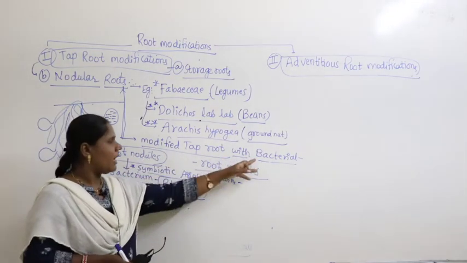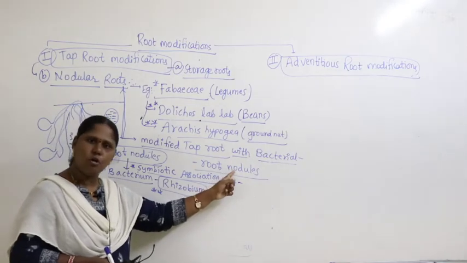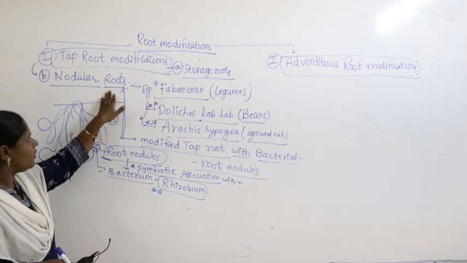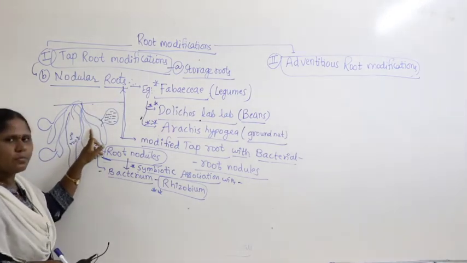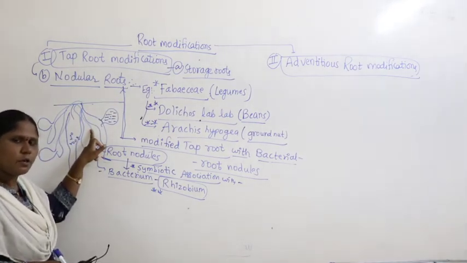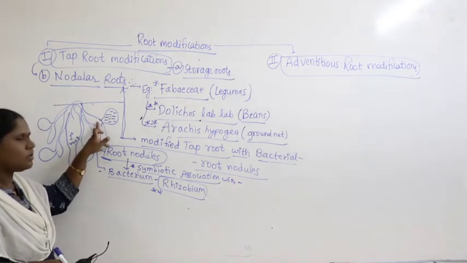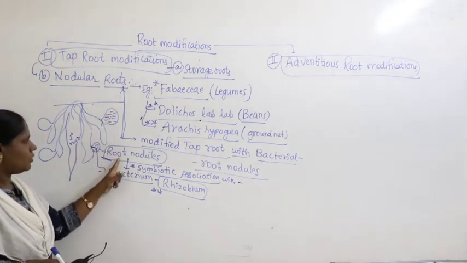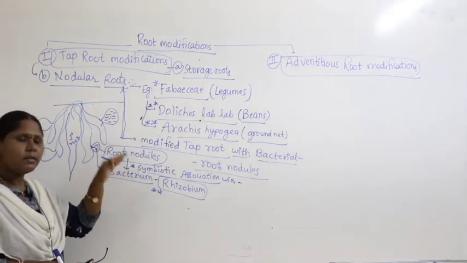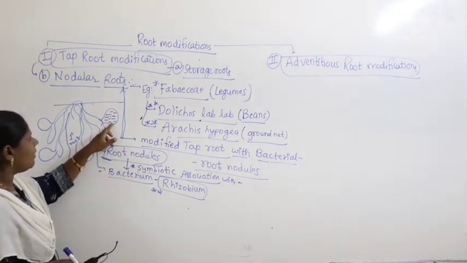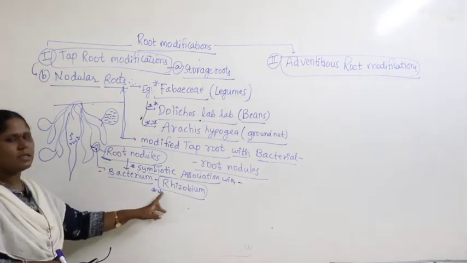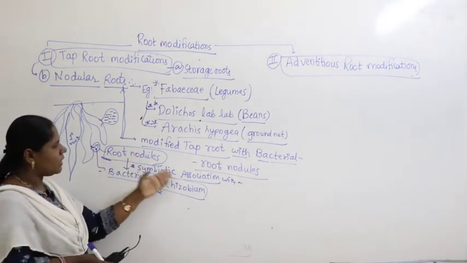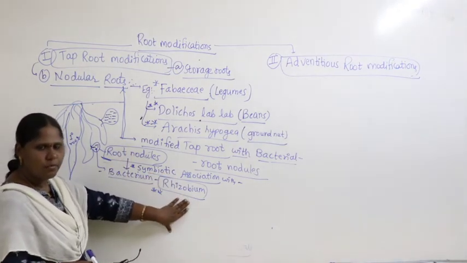Modified taproot with bacterial root nodules is called, what do we say? Nodular roots. Now if you look at the root system, carefully observe, extensions of lateral root extend and form the structure called root nodule. Inside the root nodule you find the bacteria, that bacteria is rhizobium. So here root nodule shows symbiotic association with rhizobium.